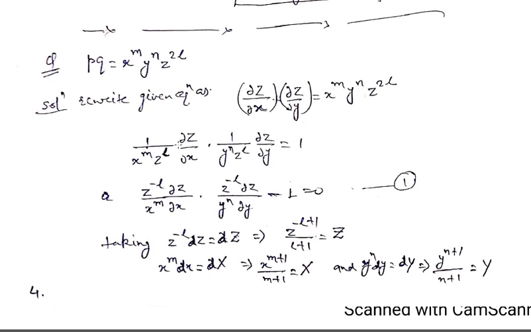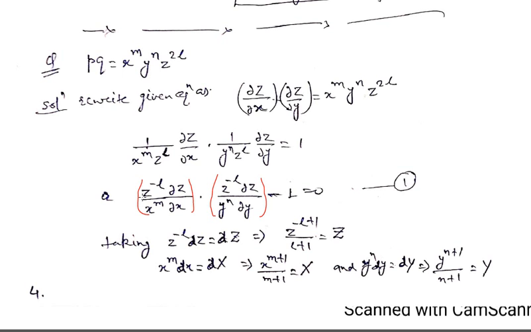So it becomes 1 upon x raised to power m, 1 upon z raised to power l, together with del z upon del x, and 1 upon y raised to power n, 1 upon z raised to power l, together with del z upon del y. We can rewrite it as z raised to power minus l upon x raised to power m, del z upon del x, times z raised to power minus l del z upon y raised to power n del y, minus 1 equals to 0. So this is the first term. Let's take the second term, second factor. So first factor, second factor.